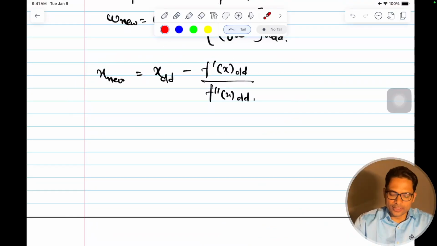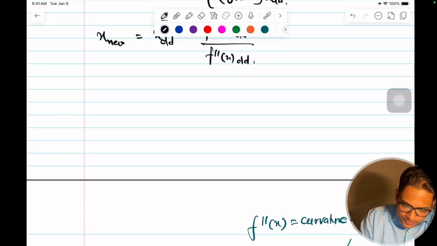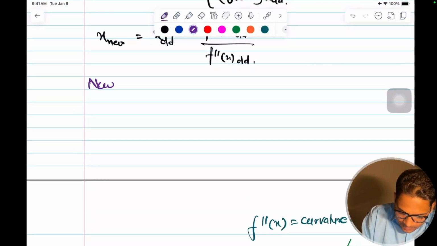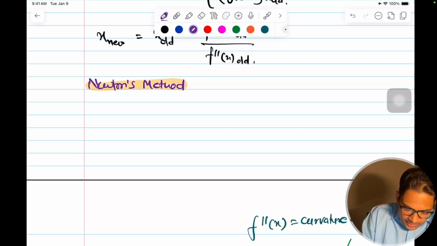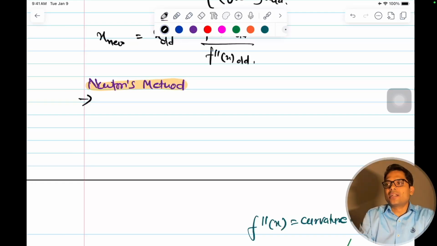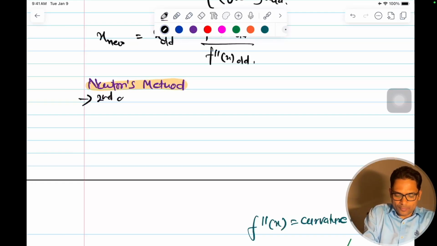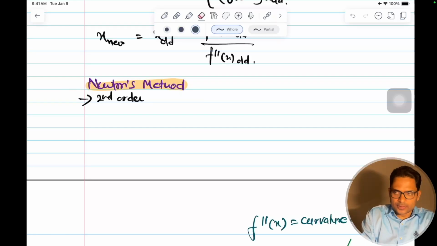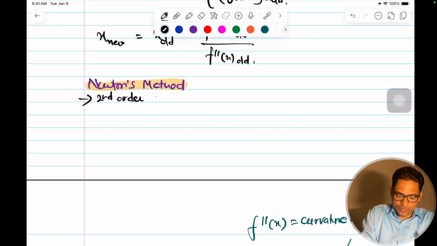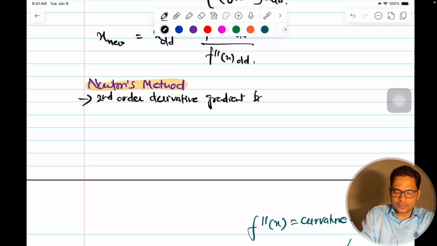So it is also using the second order derivative. So what is Newton's method? Let's formally write it. Now you have understood the concept. This is nothing but a second order derivative gradient based iterative method.